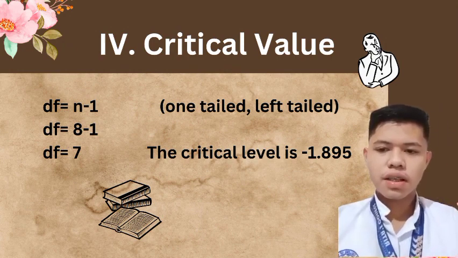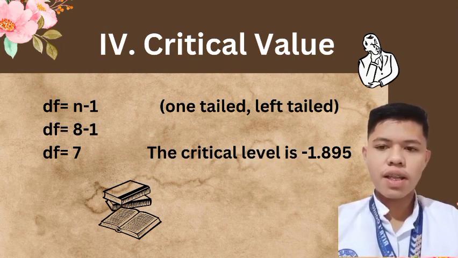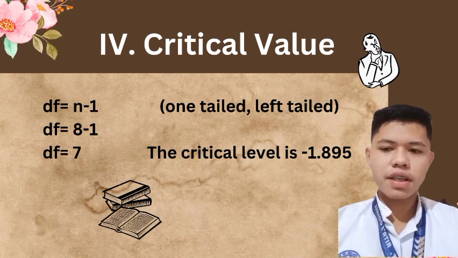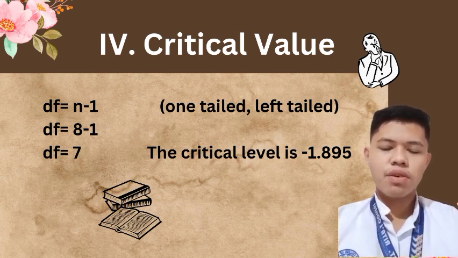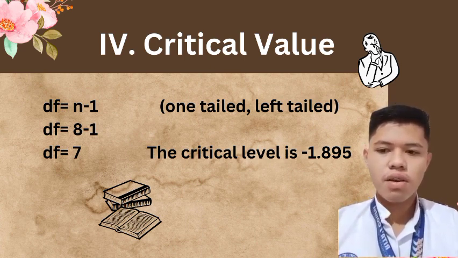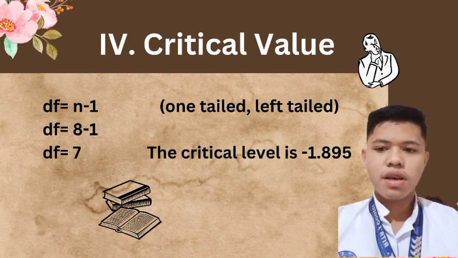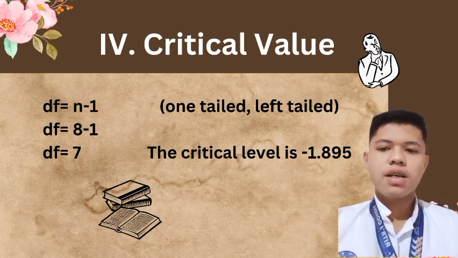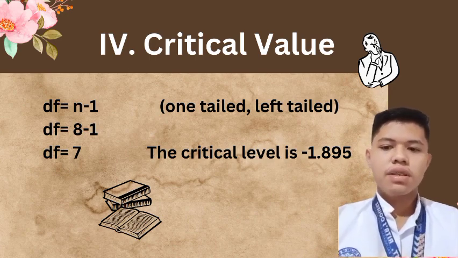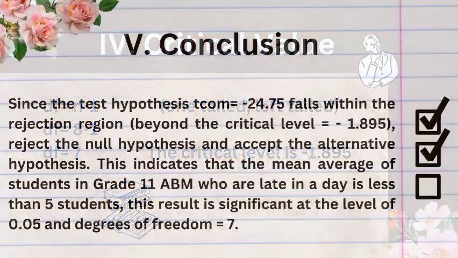Step 4, critical value. Find the alpha level. Determine the degrees of freedom for both sample sizes, subtracting 1 from each sample size. Find the corresponding value from the one-tailed or two-tailed t distribution at the given alpha level; this will give the critical value.